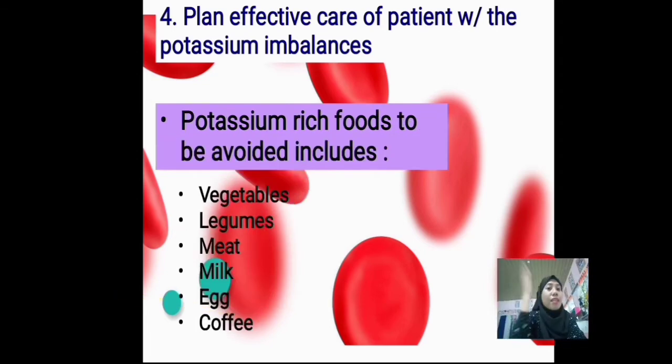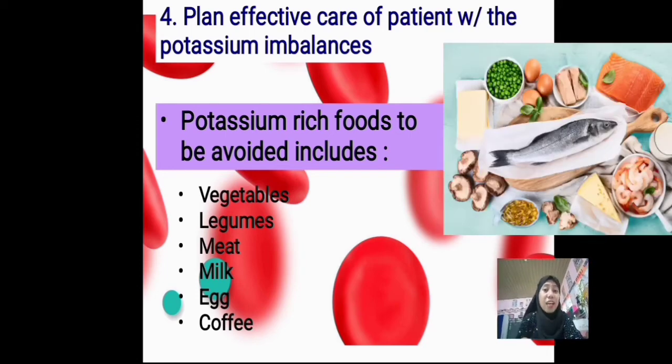Guys, so the next one, ito yung mga pagkain na kailangan i-avoid talaga ng patient kapag mataas yung potassium niya. So, kailangan hindi siya kumain ng vegetables, legumes, meat, milk, egg, and coffee. Kasi yung mga food na ito, guys, nagbibigay sila ng potassium, kaya tumataas yung potassium natin. So, kailangan i-avoid natin, guys, yung mga pagkain na ito.